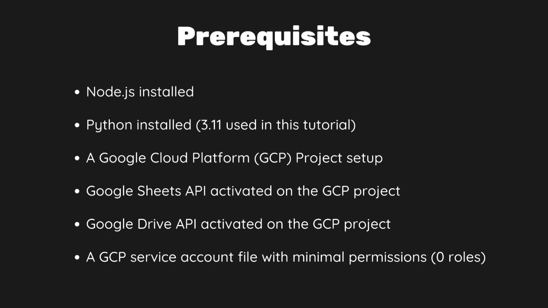So the prerequisites for this: you're going to need Node.js installed, and you're going to need Python installed. 3.11 is the version I used in this tutorial, so it's probably best if you use the same version, but any future versions will probably also work. You need a Google Cloud Platform account set up, you will need the Google Sheets API activated on the account, and you'll need the Google Drive API activated on the account, and you'll also need to download a service account file with minimal permissions, which can be done with 0 roles.